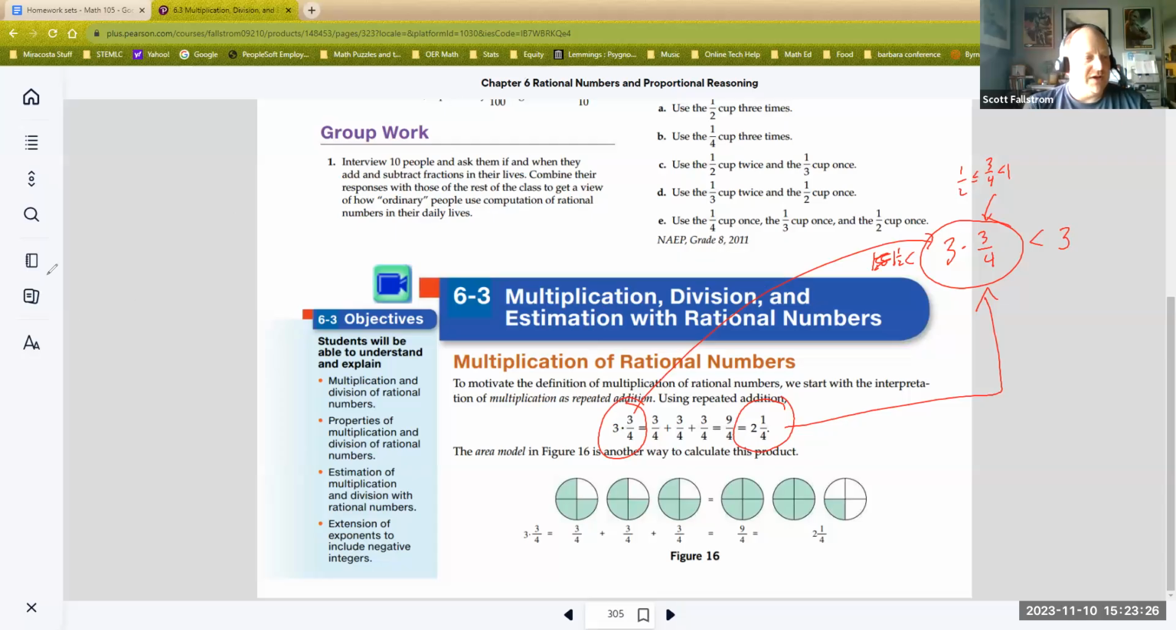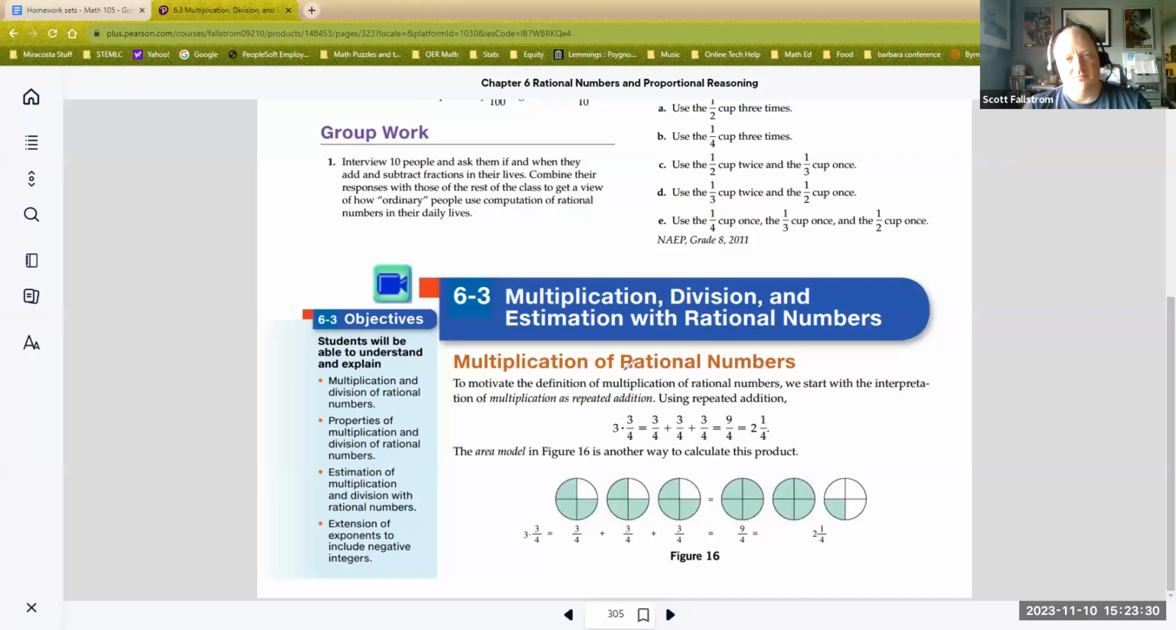What they're going to show you as you start is just a reminder of a couple different things that we've talked about. Multiplication can be interpreted as repeated addition. Technically, it's a little bit more than that, but when you're dealing with elementary school kids, it's not bad to think of it as three groups of. So 3 groups of 3/4, you could also think of as an area model. They're doing circles here, but you could also use squares or rectangles.